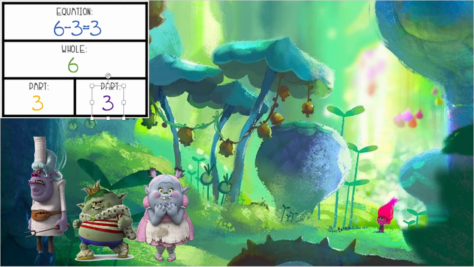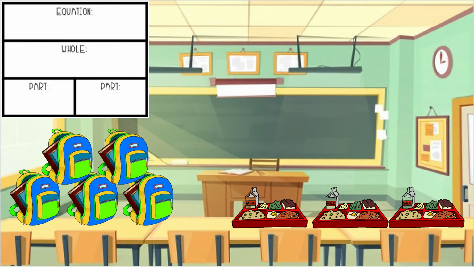Let's do another example. Here I have a classroom. My whole classroom is made out of 2 parts. Some people left backpacks in my classroom, and some people left lunches in my classroom. So in order to figure out how many things were left behind in my whole classroom, we have to look at the 2 parts. The first part here are backpacks. So let's look at backpacks. 1, 2, 3, 4, 5. I have 5 backpacks that were left over.